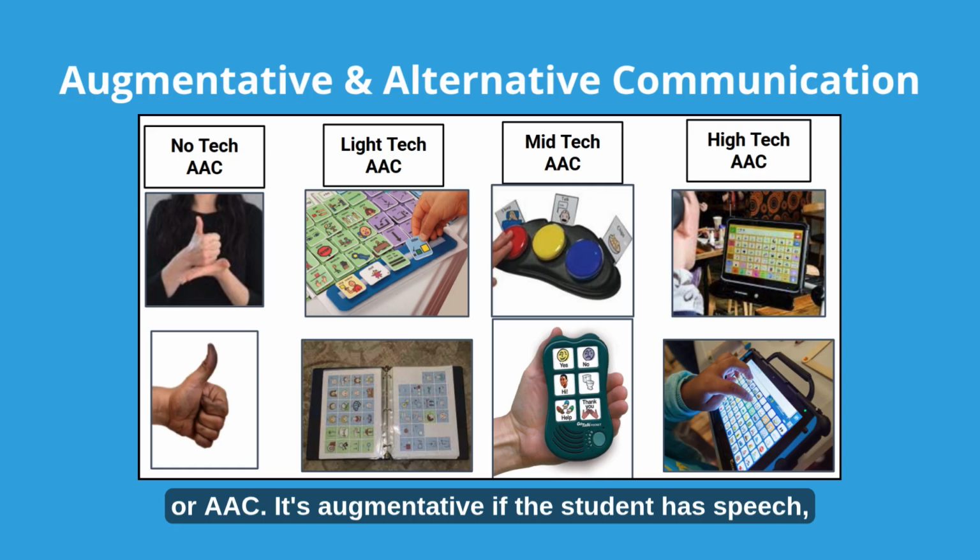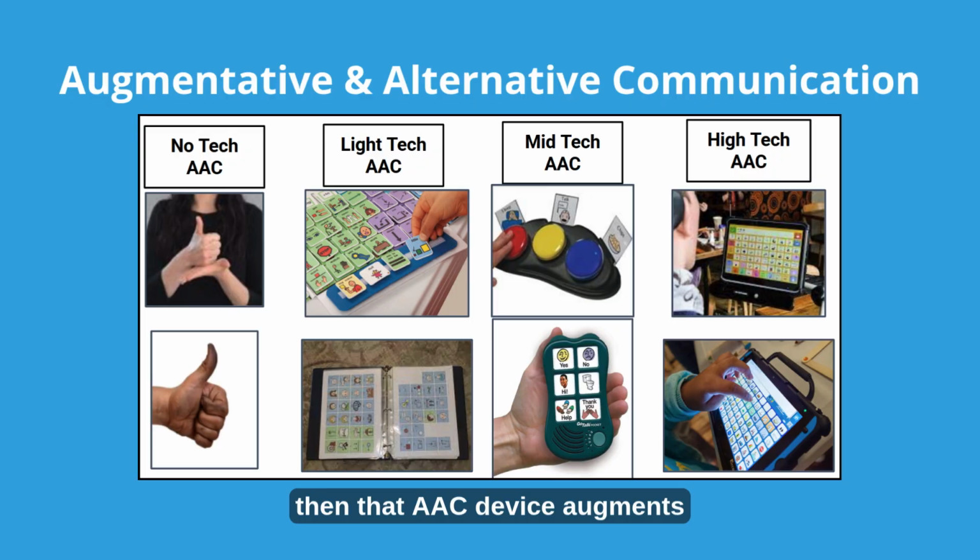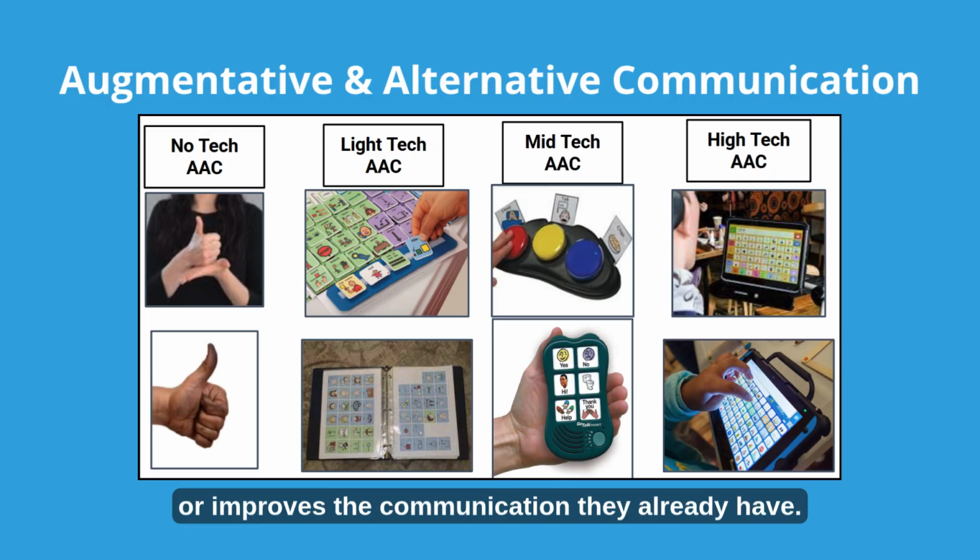It's augmentative if the student has speech, but maybe it's difficult to understand, like a lot of articulation errors. Then that AAC device augments or improves the communication they already have. And it can be an alternative method of communication if the student does not produce any speech at all.